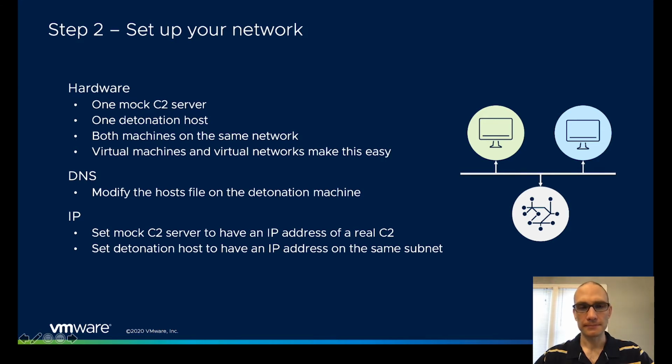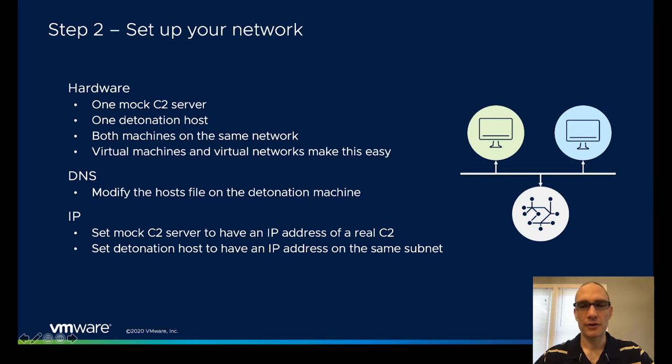From there, you really have to consider how the malware is identifying its C2 and trying to connect. If it's using DNS, domain names, in its configuration, then it's fairly easy to set up your detonation machine so that you can simply modify a host file and point the domain name to your own IP address, your own mock C2 server, and get the malware talking to where you want it.